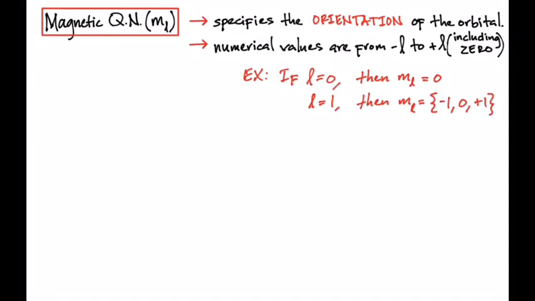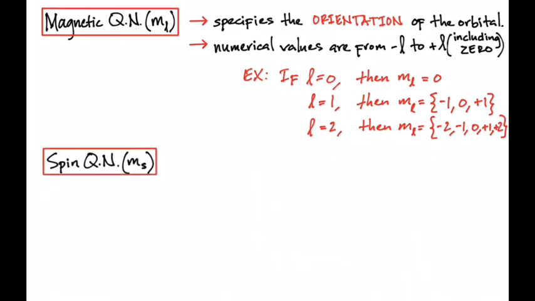And if you have L equals 2, then it would be negative 2 all the way to positive 2, including 0. So that would be negative 2, negative 1, 0, positive 1, and positive 2. So a total of 5 different orientations of the orbitals. And if you have L equals 3, that would be from -3 to +3, including 0.